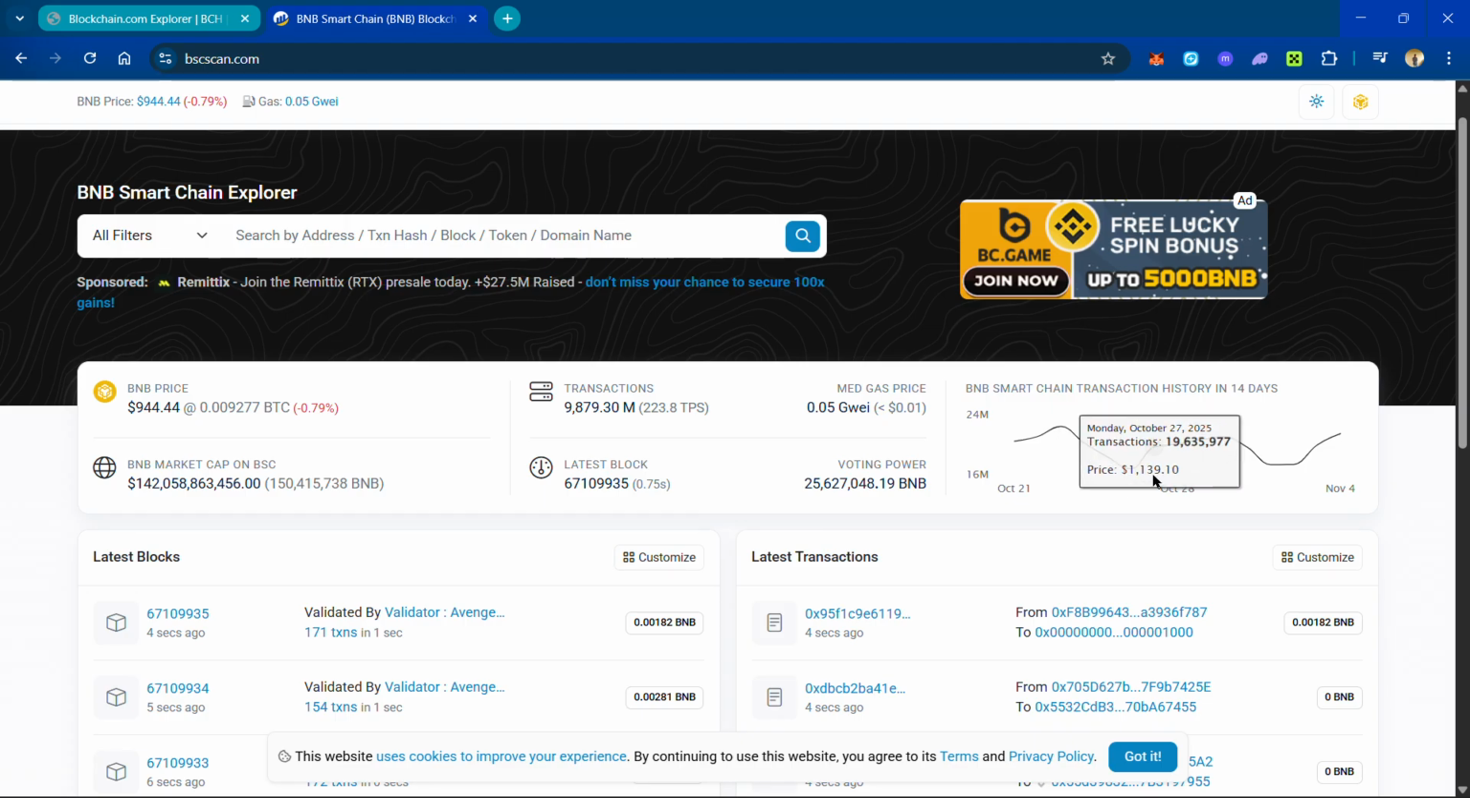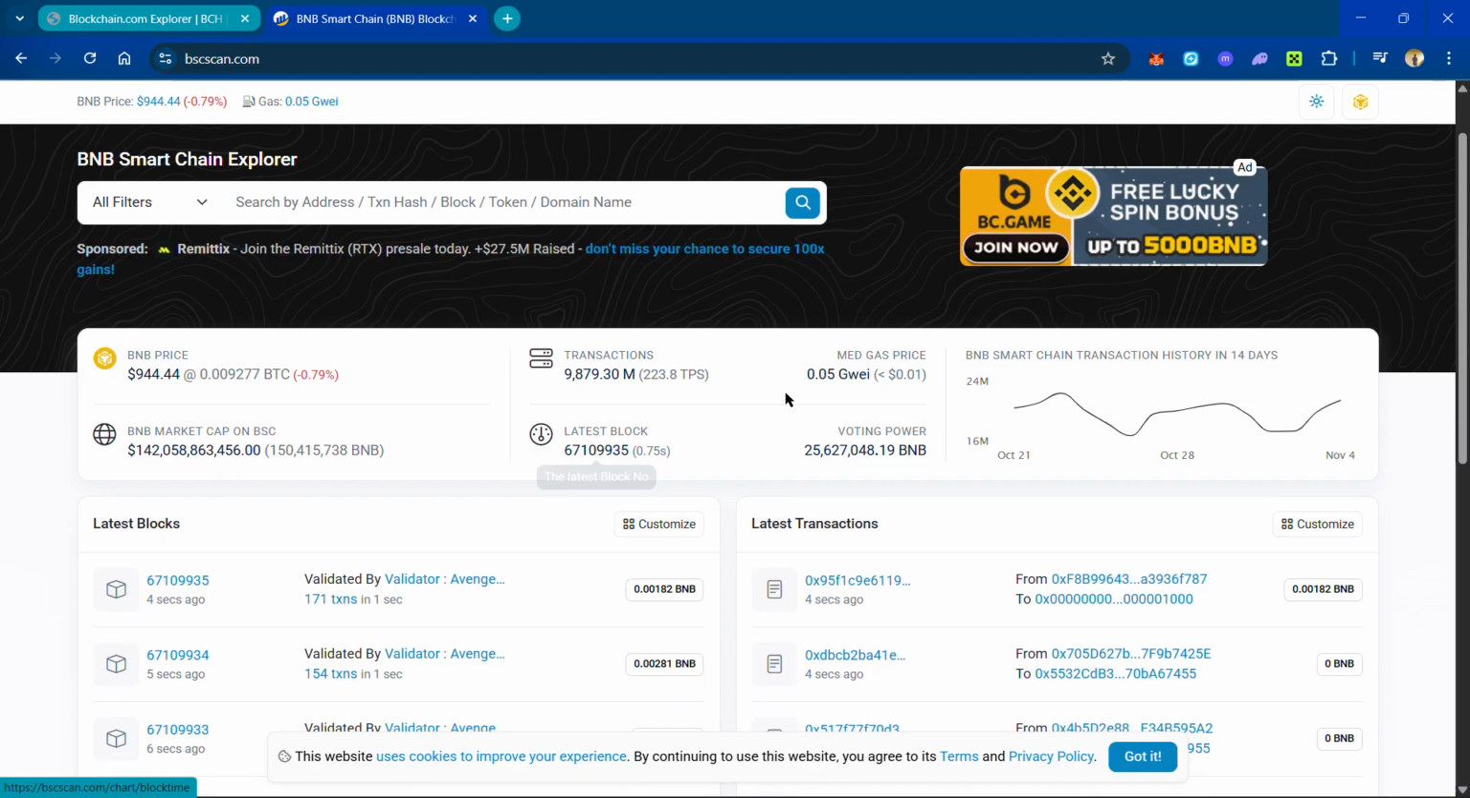I'm looking for something. Okay, so in BNB Smart Chain, 223.8 transactions per second. So now 223 transactions are made per second, which is a very, very nice speed. Every second, 223.8 transactions are being made. Imagine how much it will be for the next 1 minute, 60 seconds. So in total, it's 9.8 million transactions made, and the gas fee is actually very low.